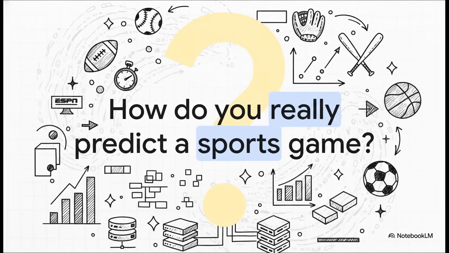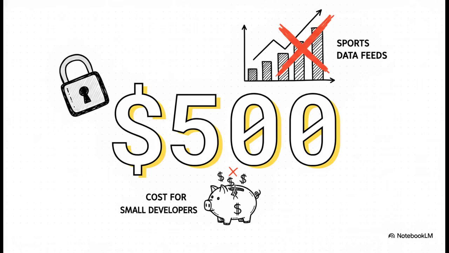Okay, so let's just think about this for a second. If you wanted to build a model to predict sports, really predict them with any kind of accuracy, what's the absolute first thing you'd need? You'd need data, a ton of data. And right away, you'd hit a massive wall. See, professional, commercial-grade sports data feeds can easily cost you $500 a month, maybe even more. For a small team or just one person trying to build something cool, that cost is a total non-starter.